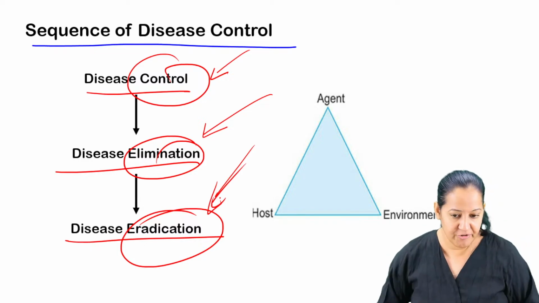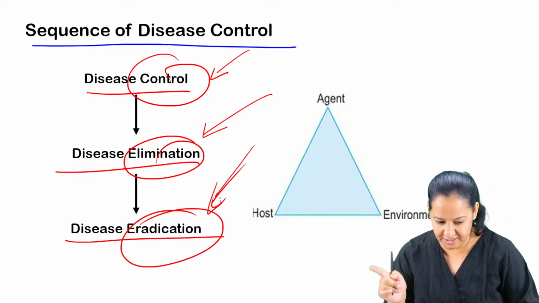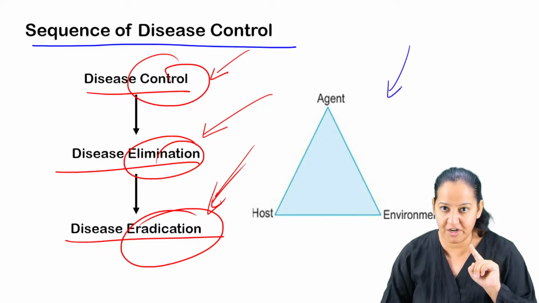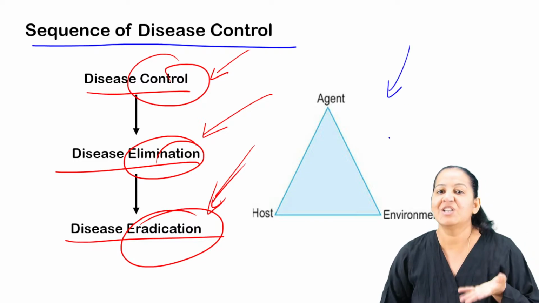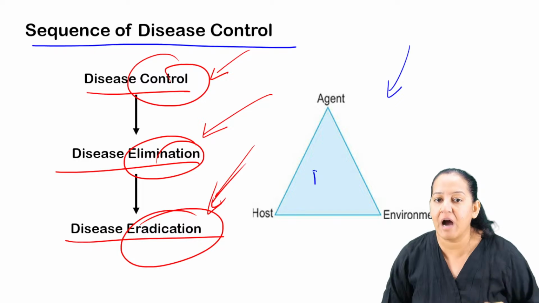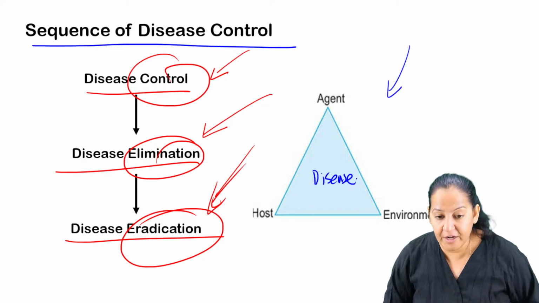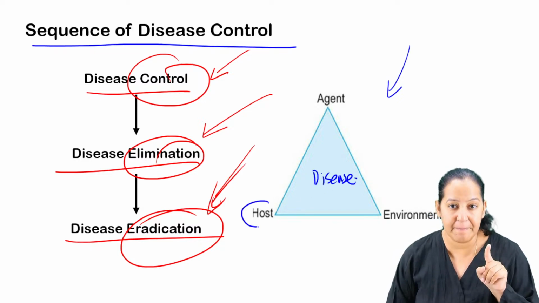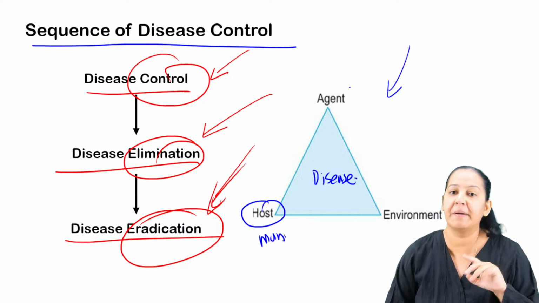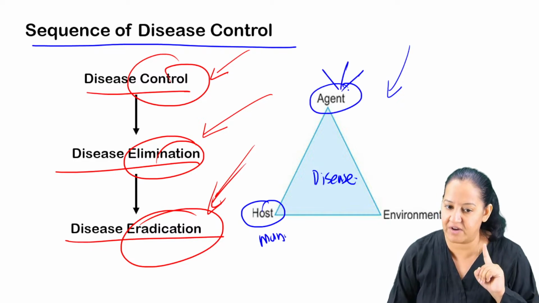Everyone knows the epidemiological triad. Just now I taught you, because it is related to that. If you don't understand the epidemiological triad, you can't understand these terminologies. So what is the epidemiological triad? How does a disease occur? For a disease to occur, three things are required. Number one, man. Host is man. Number two, agent. It can be bacteria, virus, fungus or parasite.